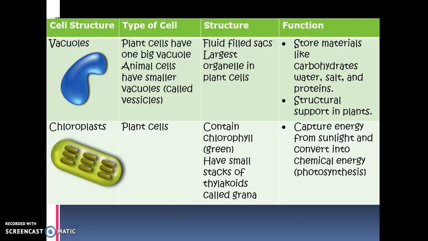Chloroplasts are only found in plant cells, only in plant cells, along with those large vacuoles in the cellulose cell wall. They contain chlorophyll. They have stacks of thylakoids. Those little circles are called thylakoids with chlorophyll in them. And what they do is they photosynthesize. They capture energy from the sunlight and convert it to chemical energy, usually glucose. Right? So they take carbon dioxide, water, and energy from the sun to produce glucose and oxygen. And the glucose is what is your potential energy.